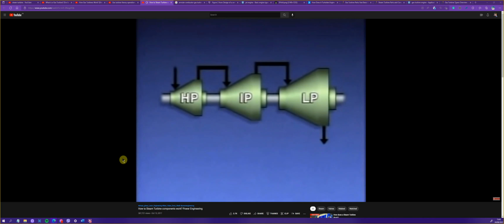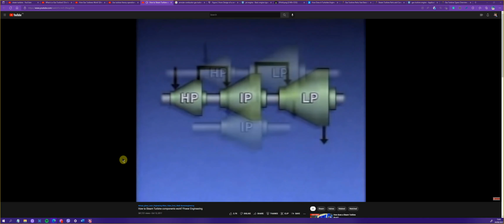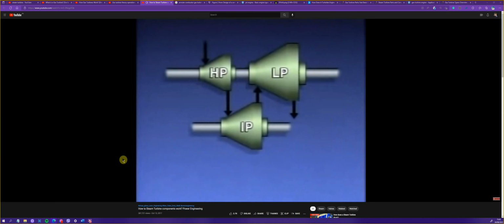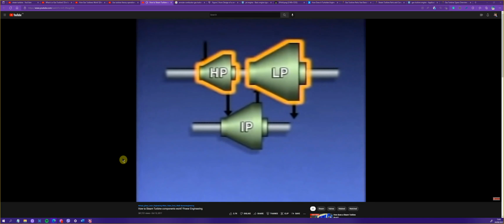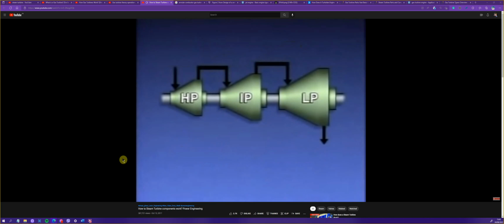But operationally, they all make up one turbine. In another turbine design, the sections are connected to different shafts. In this example, the HP and LP sections are on one shaft, and the IP section is on another shaft. This arrangement is called cross-compounding. While each section of a turbine works according to the same principles, they are not identical.